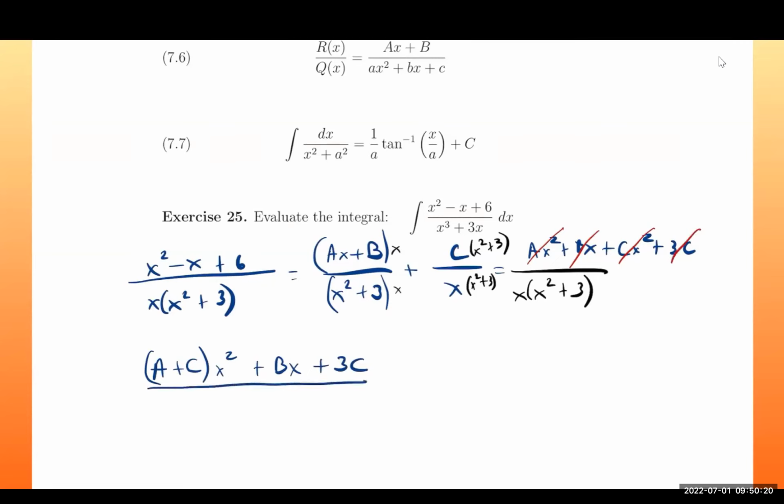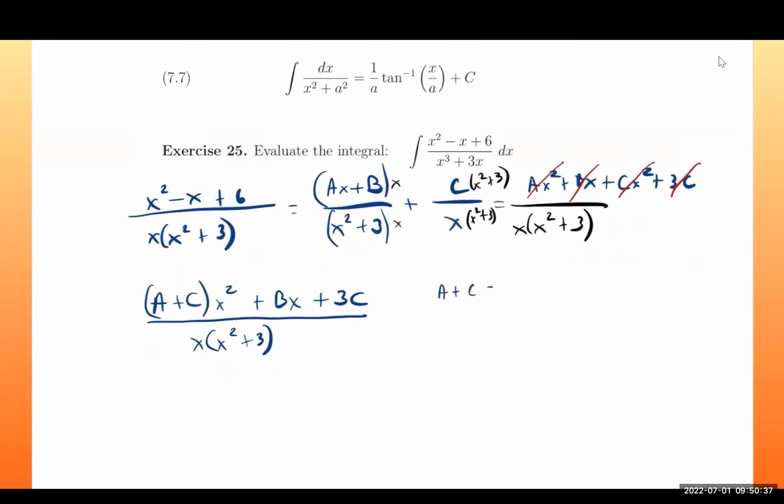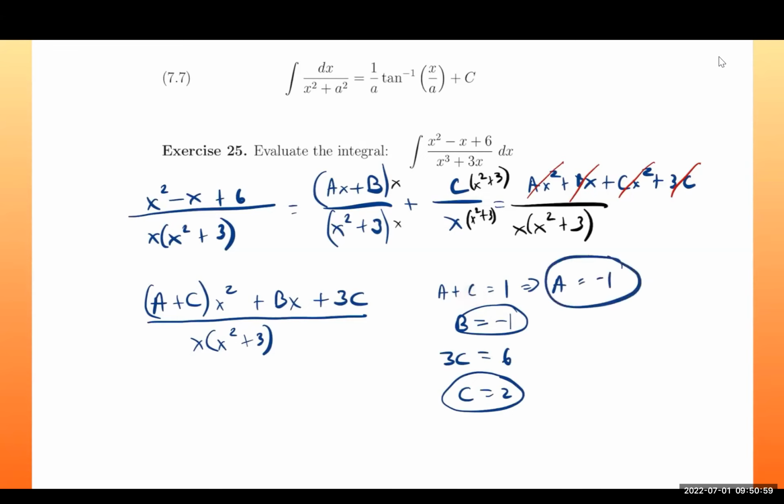Now, at this point, let me just write out the denominator. Now we look at the coefficients. A plus c must equal 1, b must equal -1, and 3c must equal 6. So that's our system of equations. This one's solved already. C is going to equal 2, and that would make A equal to, if C is 2, if you subtract 2 from both sides, you get -1.